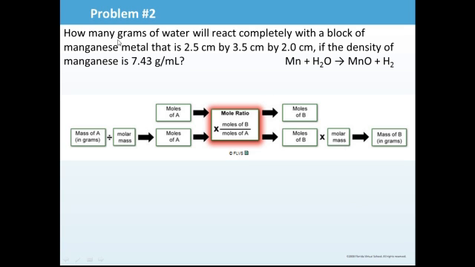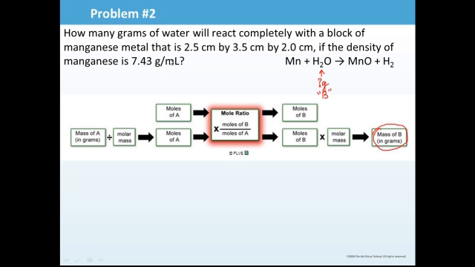The problem says, how many grams of water, oh, that tells me right here, how many grams of water, which since I don't know what that is, I know right away that's going to be my B, right? That's my final destination right here. How many grams of water will completely react with a block of manganese metal that is 2.5 centimeters by 3.5 centimeters by 2.0 centimeters if the density of manganese is 7.43 grams per milliliter?